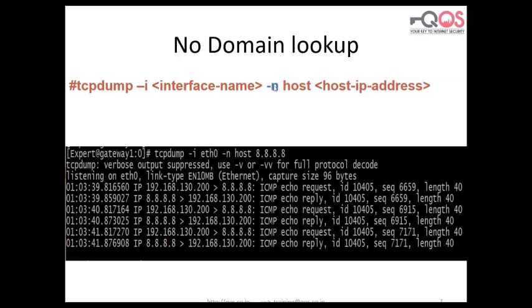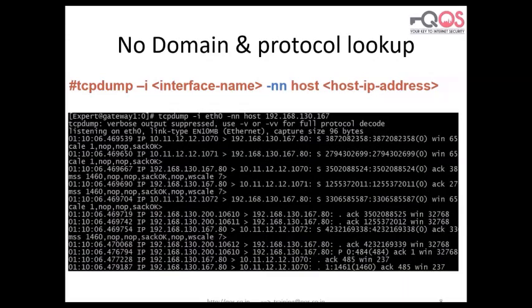If you type -n, the rest of the command is exactly the same, and you'll start getting the IP addresses. So instead of the Google domain, you get the exact IP address. Okay, so this is clear. Next command: instead of a single n, you can type n two times.